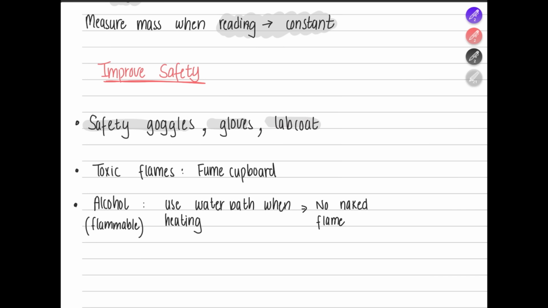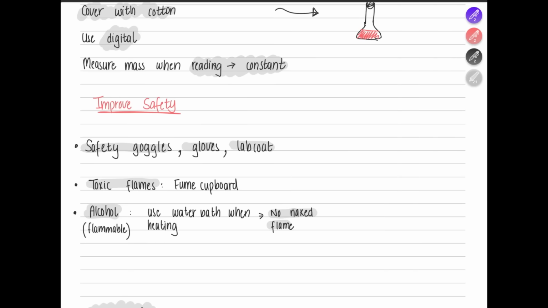Now, what if you're dealing with toxic fumes? For example, if you're dealing with hydrogen chloride gas or chlorine gas, use a fume cupboard. Carry out your reaction inside a fume cupboard. Now, if you're dealing with alcohol, remember alcohol is flammable, so don't put it directly on a naked flame. Don't directly heat it on a Bunsen burner. Use a water bath when you're heating an alcohol.